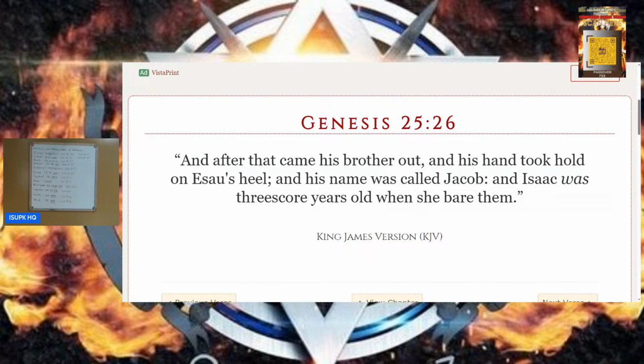All right, so Genesis 25, verse 26. And after that came his brother out, and his hand took hold on Esau's heel, and his name was called Jacob. And Isaac was 80 years old when she bare them. So here is where you're now seeing Jacob for the first time.